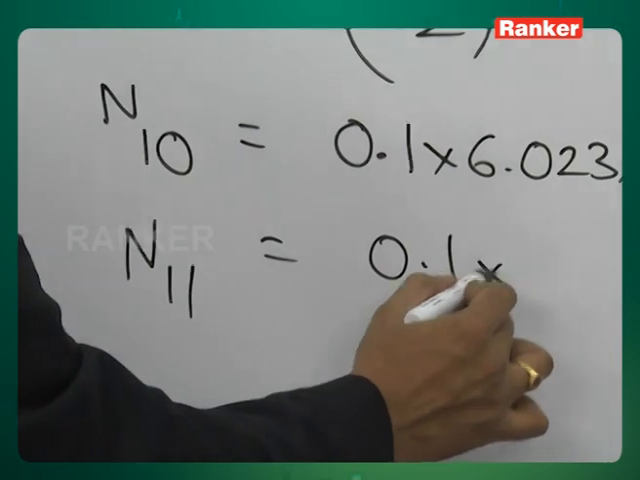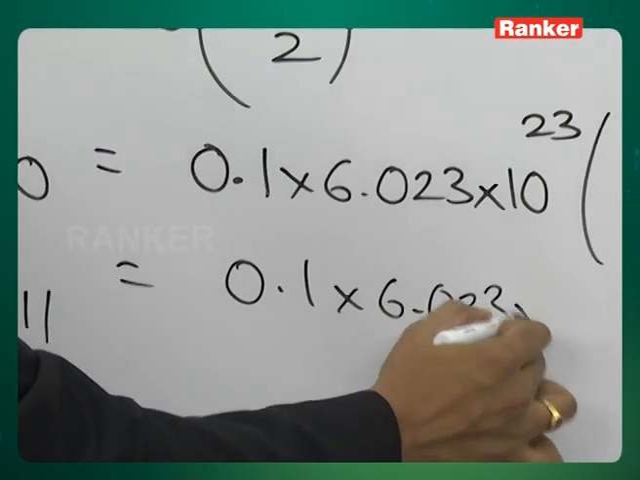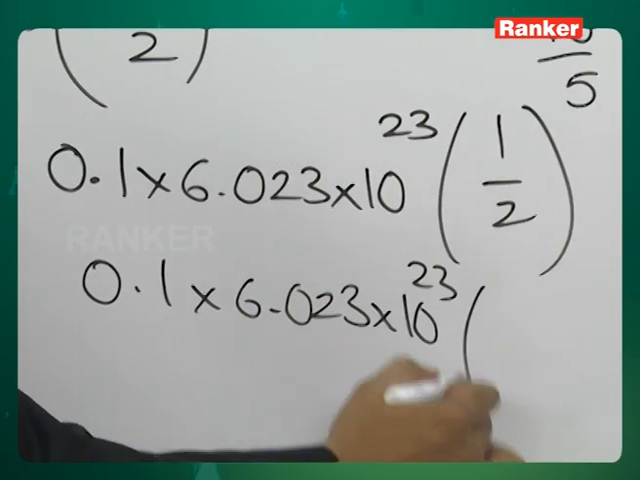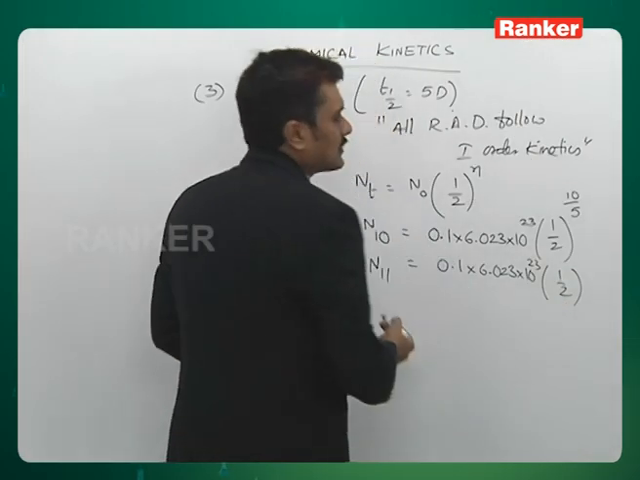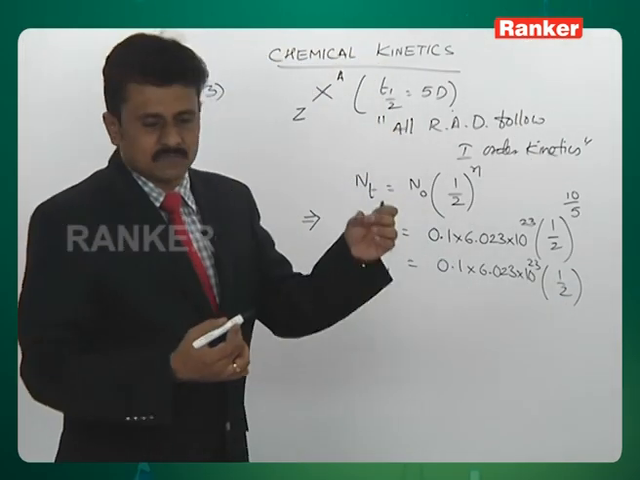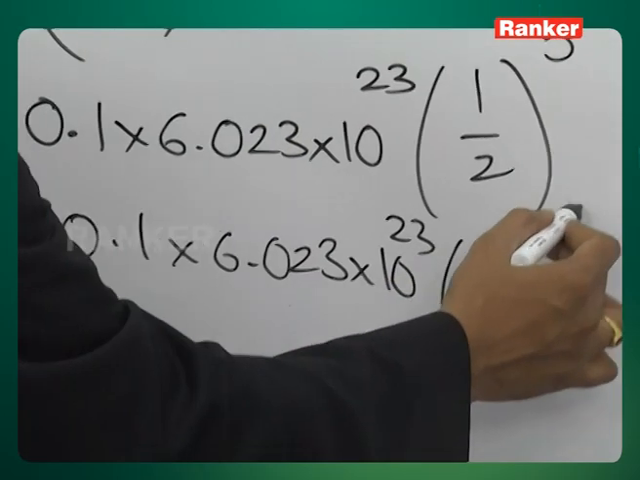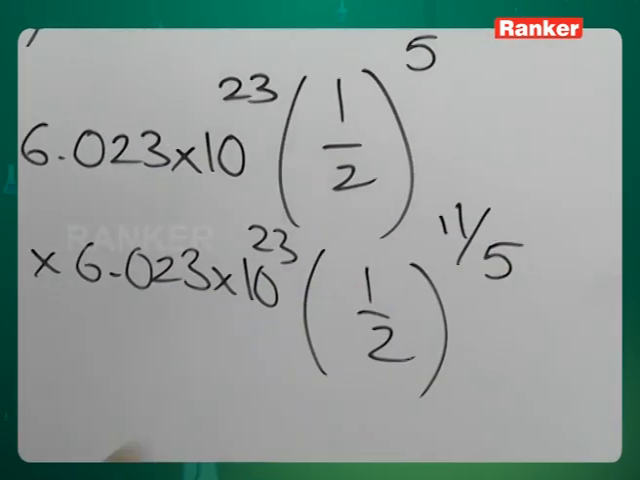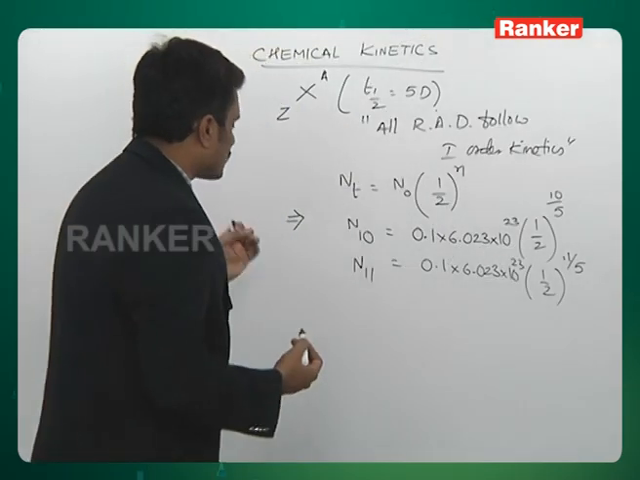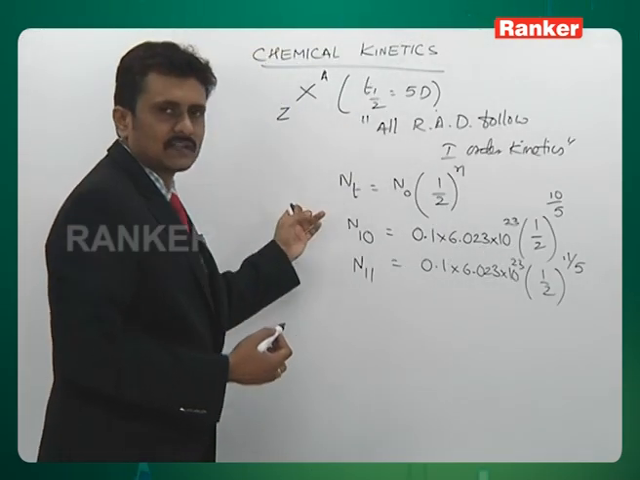Similarly, you have to find out the number of nuclides remaining after 11 days, which is equal to the initial number of nuclides times 1/2 to the power of the number of half-lives. For every 5 days it is one half-life, so for 11 days it will be 11/5 half-lives. Now you have got the number of nuclides remaining after 10 as well as 11 days.